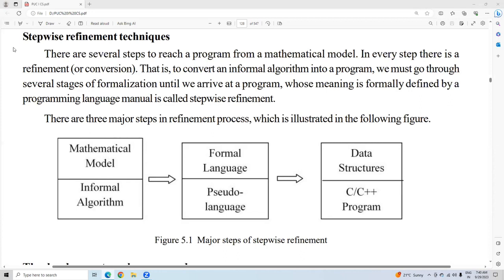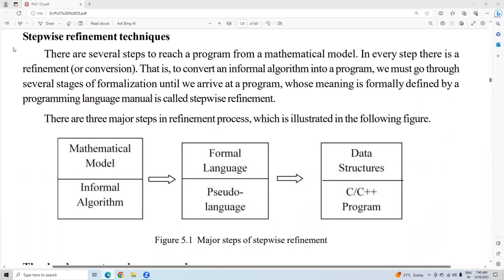See, first, the mathematical model. As we discussed in the last part, before we start solving any problem in the computer, first find out what mathematical solution is available for it. That is a mathematical model. That is our informal algorithm. That solution itself will become our informal algorithm.